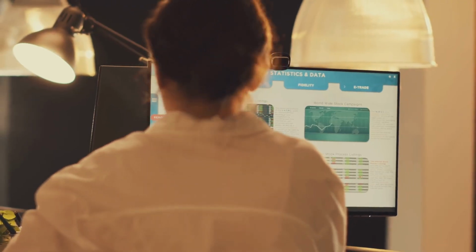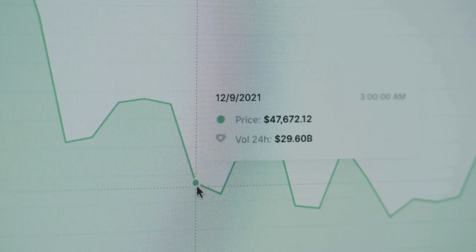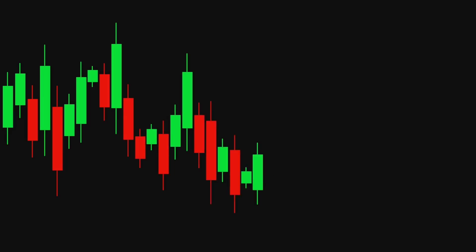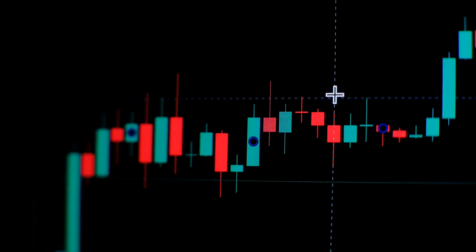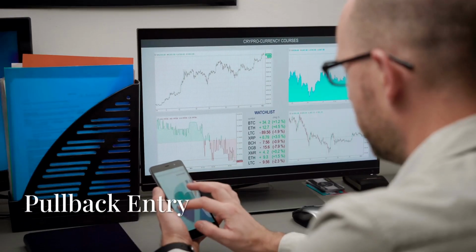How it works. The 3-10 MACD gives you two signals. First, the momentum shift indicated by the MACD histogram. When the histogram moves from negative to positive, it signals bullish momentum. When it goes from positive to negative, it signals bearish momentum. This is used to identify the impulse leg in the direction of the trend.